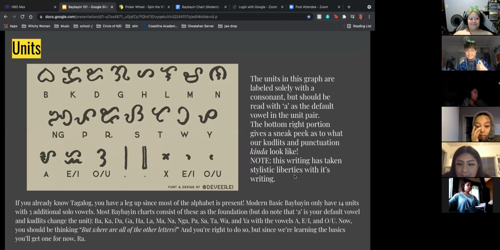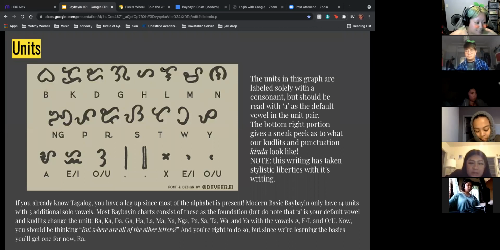Let's see. Bella. Okay, so this one is pretty cool too. It's shorter than writing it out with 5 letters. You're going to be doing the unit ba, and then with the kudlit for e. And then you're going to be doing the unit la by itself. So that would just be be la.